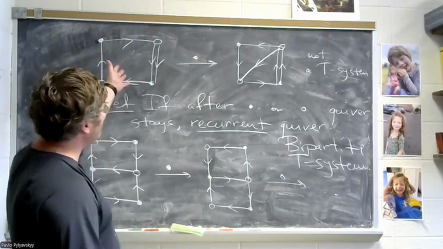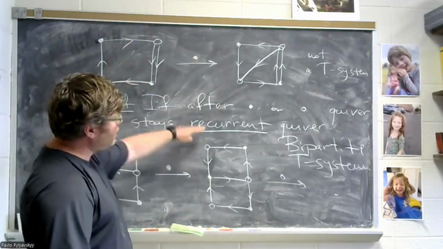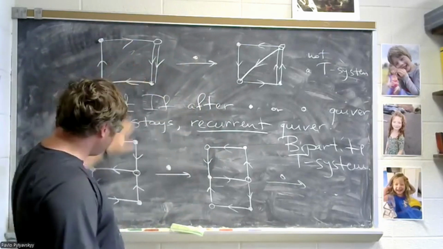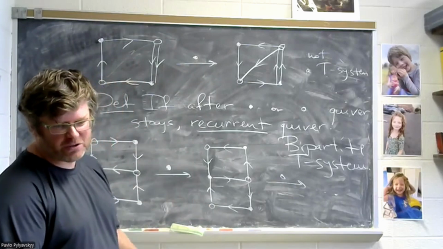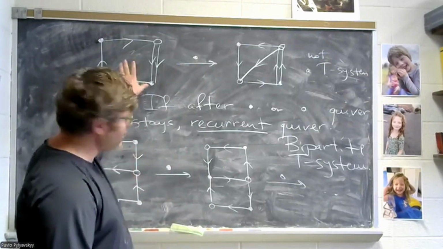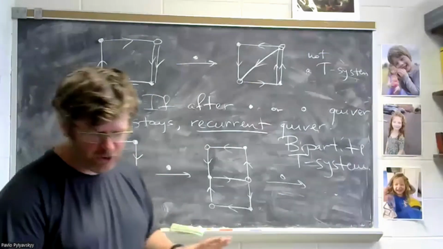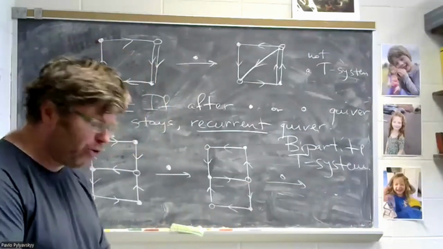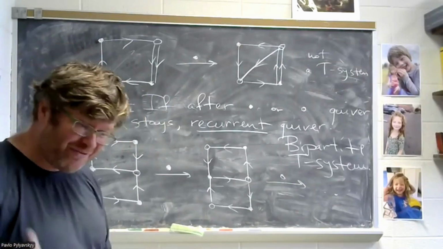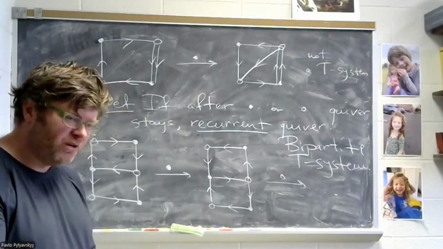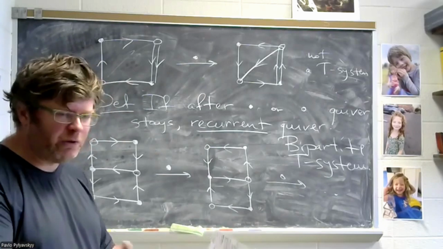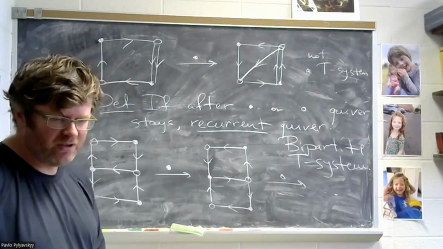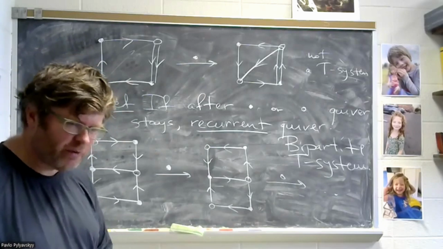So for example, this one doesn't work for us. It's not a recurrent quiver. But this one is a recurrent quiver. So we will study this one, but not study this one. Okay. So, this was a good question. So far, I didn't give you any rule how to create them. I just said, if it has this nice property, we'll give it this name and we will want to study it. Okay. Any other questions?